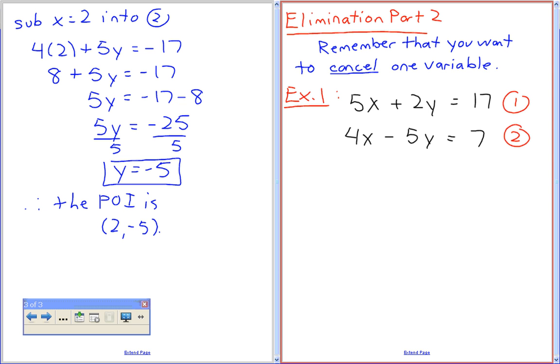The reason I want to choose y, focus here, is because one is a positive and one's a negative. As soon as you see that one's a positive and one's a negative, that's a good first step to what to get rid of. So what we're going to want to do is make them the same thing. Think of this like common denominators. Go ahead, Richard.